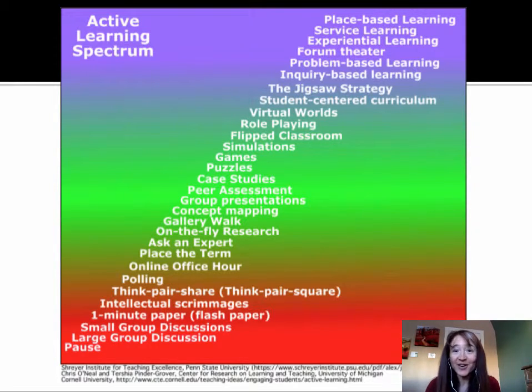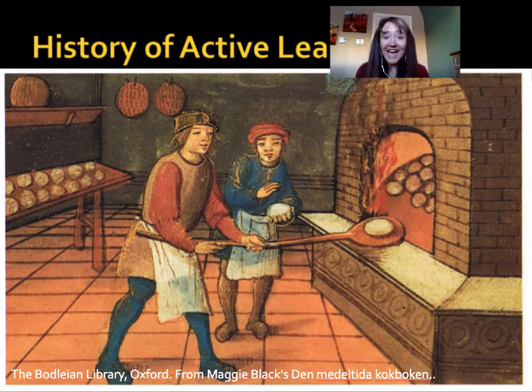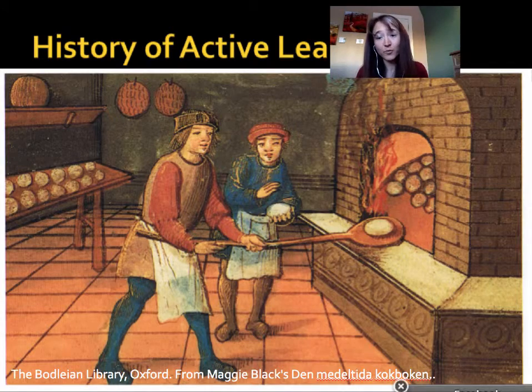Now, active learning is not new. It's not new at all. And in fact, this is a picture from the medieval era, and we can see that this is a key active learning exercise. That is the apprenticeship. We're seeing that the baker is teaching someone how to bake bread, and this is very active, right? Engaged in the very riveting process of putting the bread into the oven.